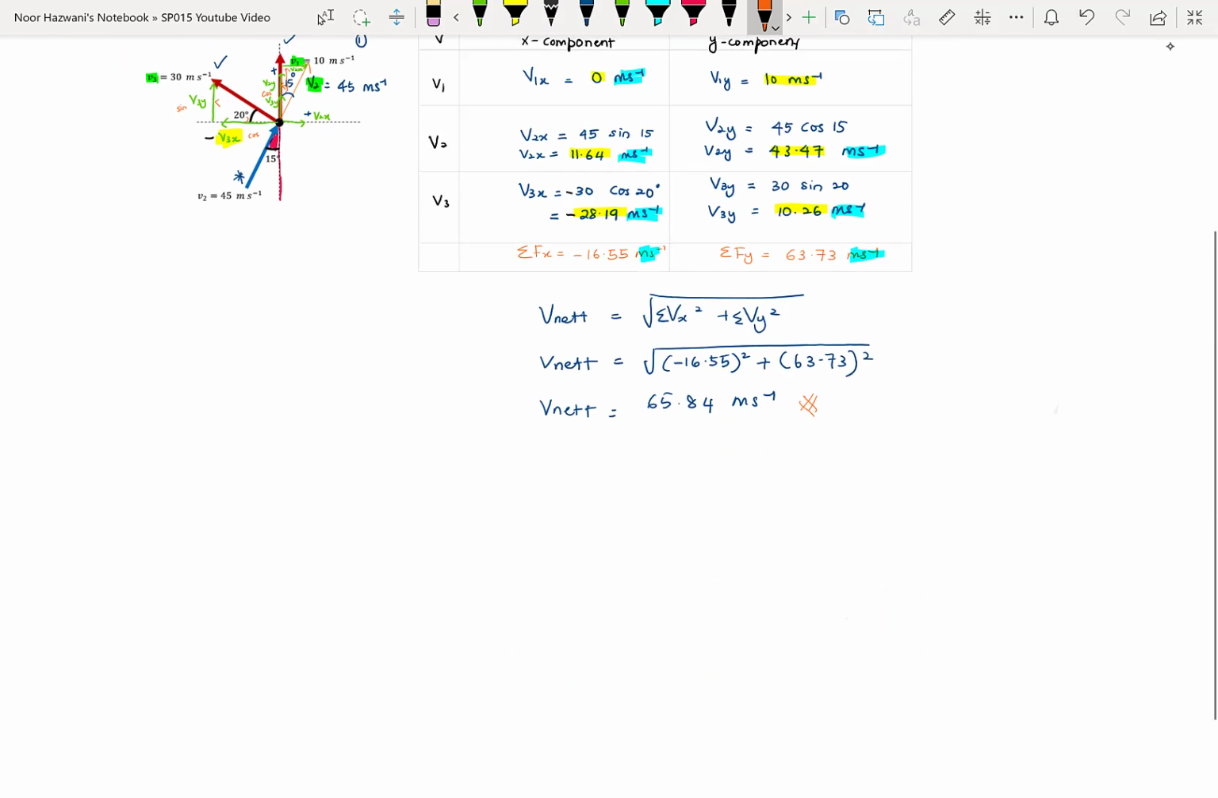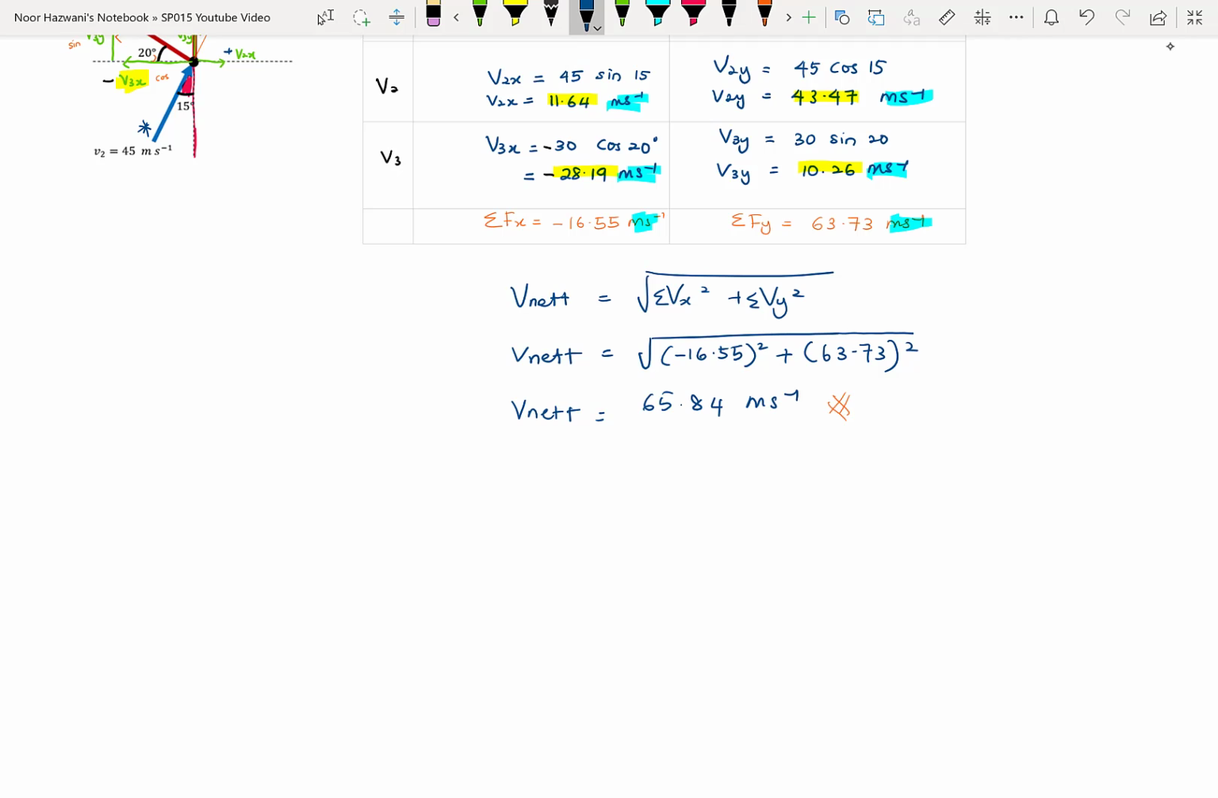How about the direction? So, the direction, we are going to use the same equation, which is tan theta equals to summations of Vy per summations of Vx. Okay, so you masukkan nilai dia, tan theta is equals to 63.73 over negative 16.55. Tapi, waktu tekan calculator, negatif tu tak payah masukkan pun tak apa. Sebab negatif is showing the direction actually. Okay. Then your theta is 75.44 degree.